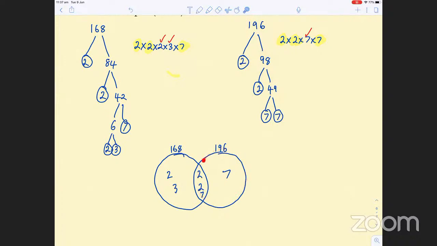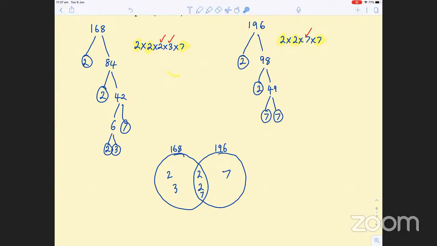So in this 196 circle, we've got a 2, a 2, a 7, and a 7. That matches here. And in the 168 circle, I've got a 2, a 2, a 2, a 3, and a 7, which also matches what I've got here. That's so I know I've done it correct.